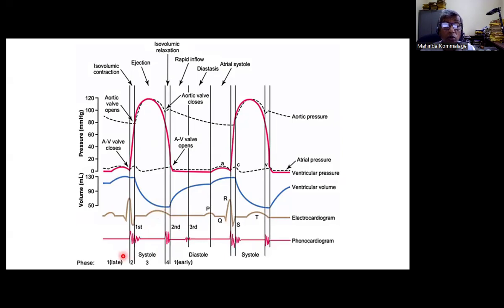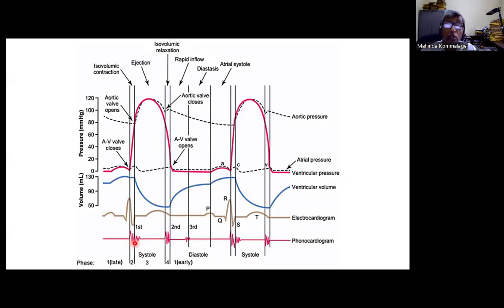Then this is the heart sound. Again, you will learn it in the separate heart sound lecture. The first heart sound occurs with the closure of the tricuspid and mitral valves, and the second heart sound occurs with the closure of, sorry, the pulmonary and aortic valves, and the third heart sound is very rare. So first heart sound, second heart sound, first heart sound, second heart sound. So the first heart sound is due to closure of the AV valves.